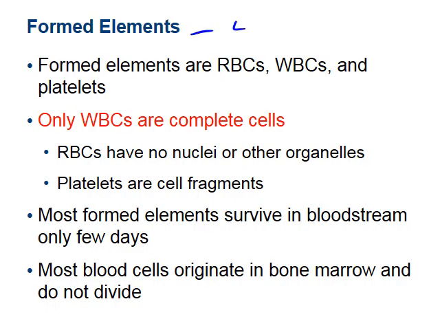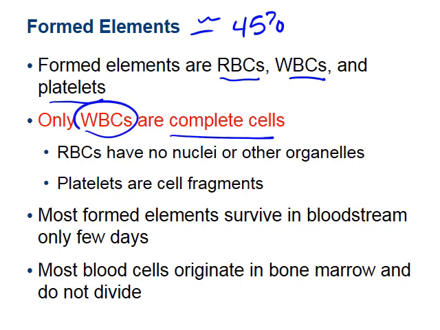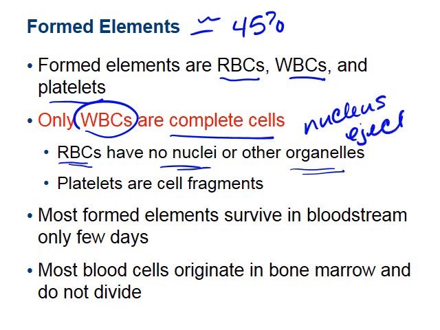Now we get to move on to that other 45% or so, and we talk about the formed elements. So we have red blood cells, white blood cells, and platelets. White blood cells are the only complete cells, and the reason they say that is because red blood cells have no nuclei or other organelles. Basically, the nucleus has been ejected. So the only purpose of these red blood cells is to carry oxygen. So we get rid of kind of all the excess stuff.